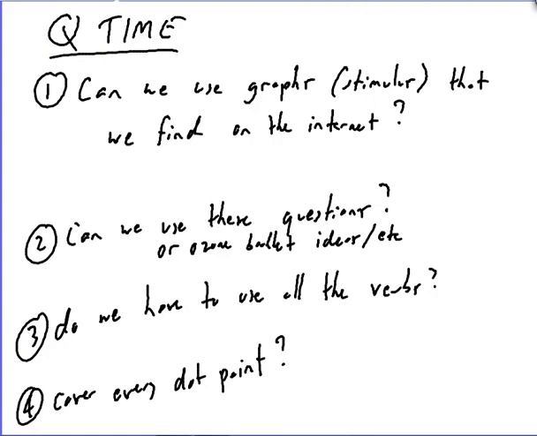This is just some questions that have been asked of me during this session, so I thought I'd answer them now on the video. The first one was, can we use graphs or stimulus that we find on the internet? And the answer to that is yes. If you're doing, say, a stimulus on the ozone layer, you're more than welcome to go on the internet and find some graphs about how chlorine concentrations have changed or ozone hole size has changed over the last so many years and use that as a stimulus. So that is a definite yes for that one.